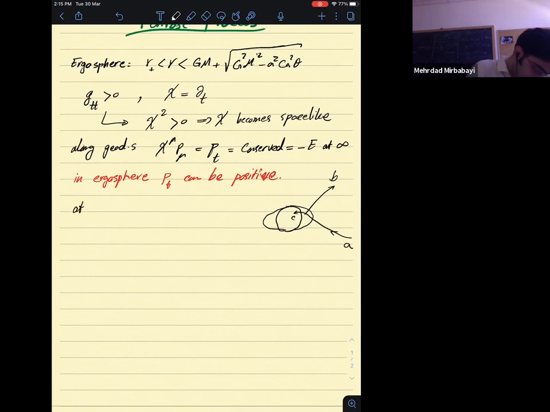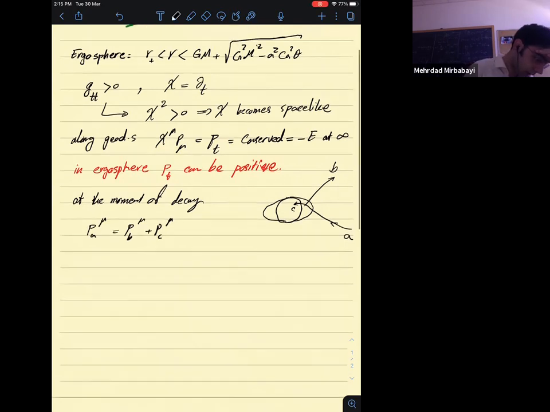So we can say that at that point, at the moment of decay, we should have p_A^mu equals p_B^mu plus p_C^mu. Now we can contract this equation with chi.